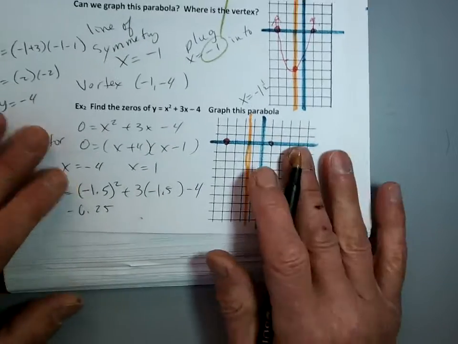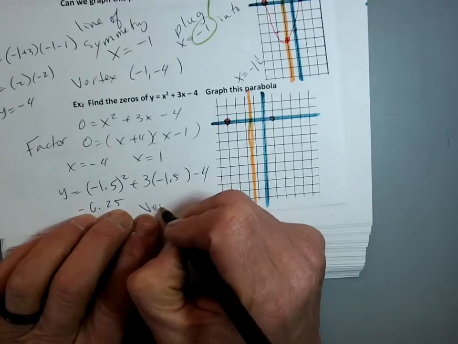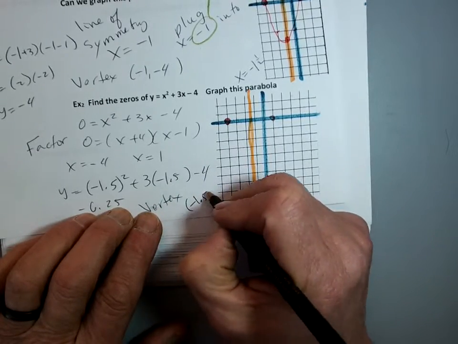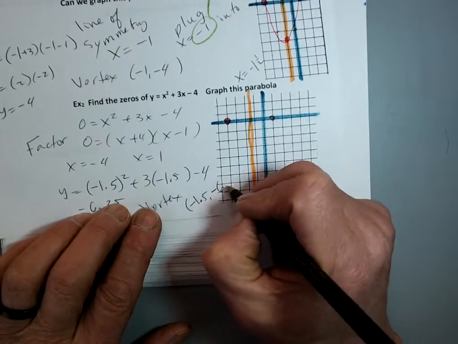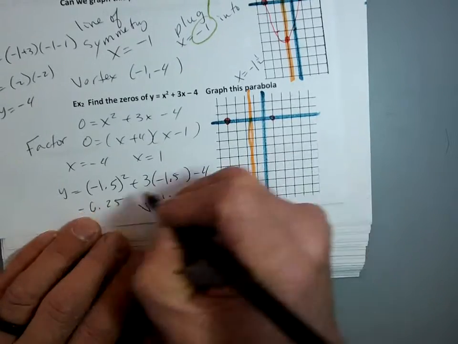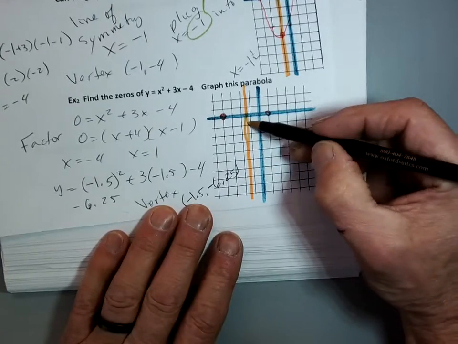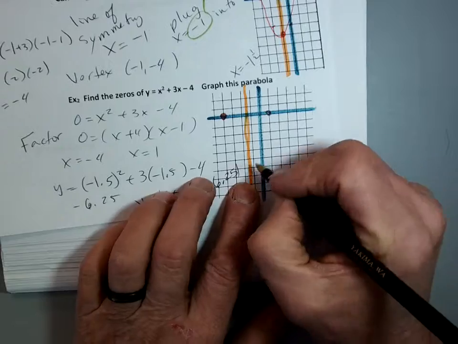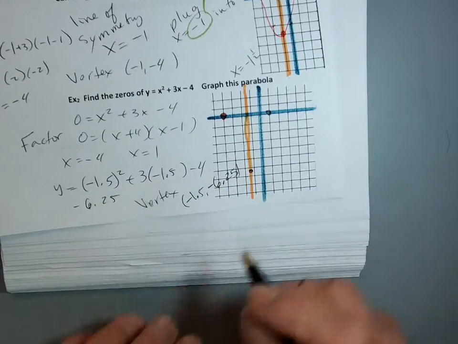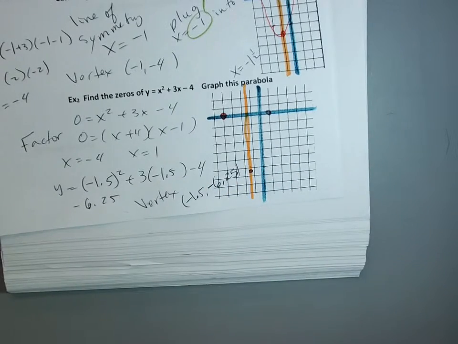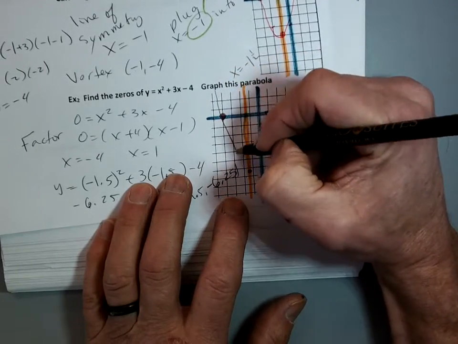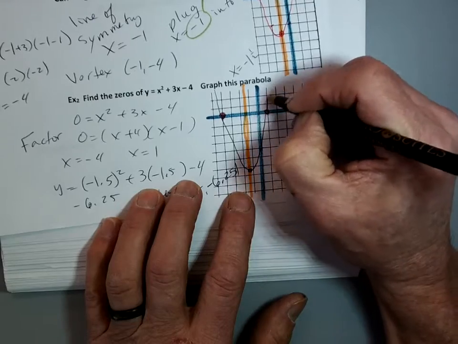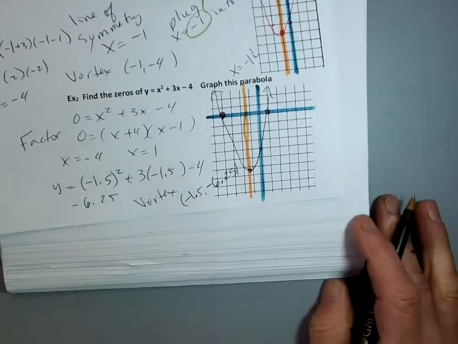So I know where my vertex is. My vertex is at negative 1.5 comma negative 6.25. Okay, so I can graph that. 1, 2, 3, 4, 5, 6.25. We can guesstimate about there. Graph it in. I also go through negative 4, but you know that's the set point. There you go. How am I doing?